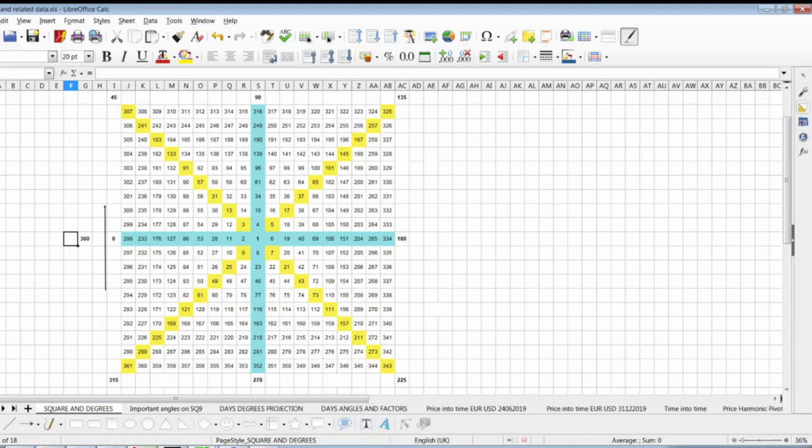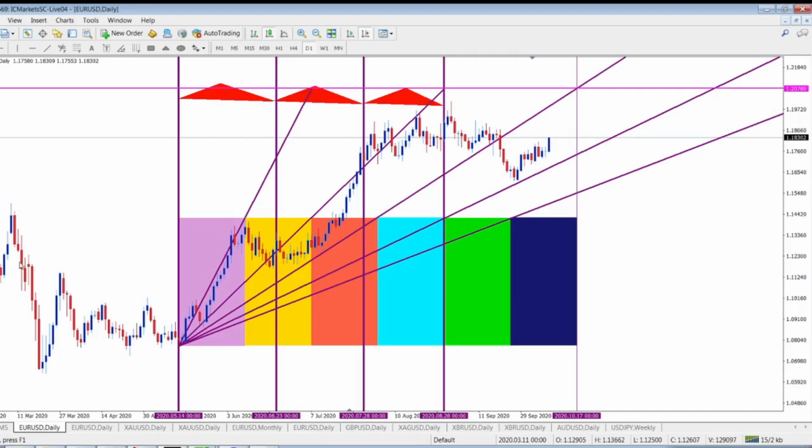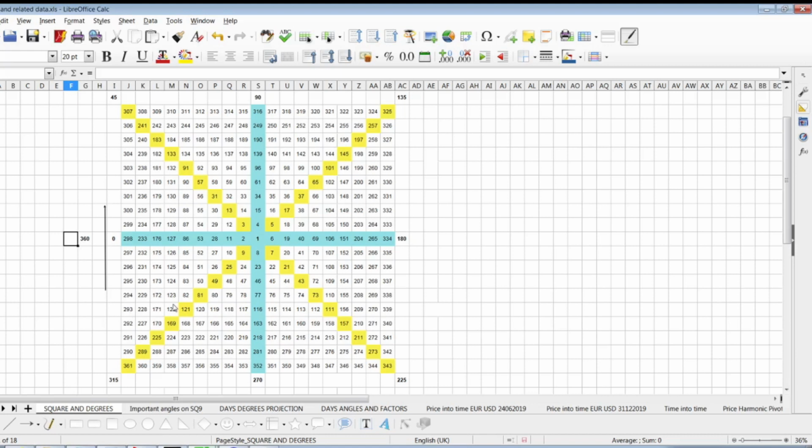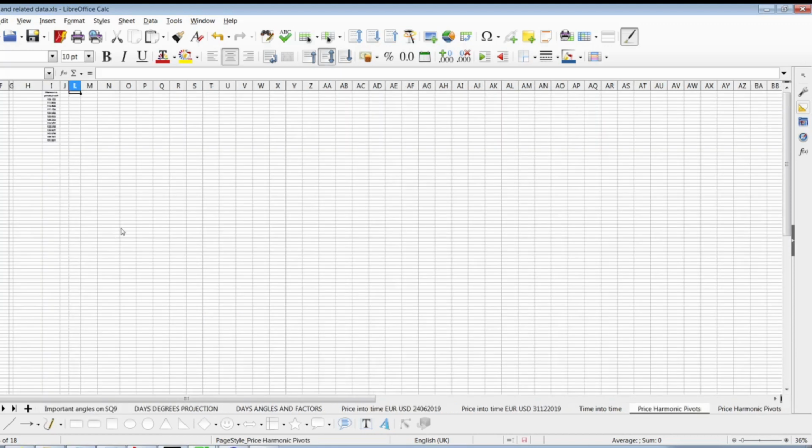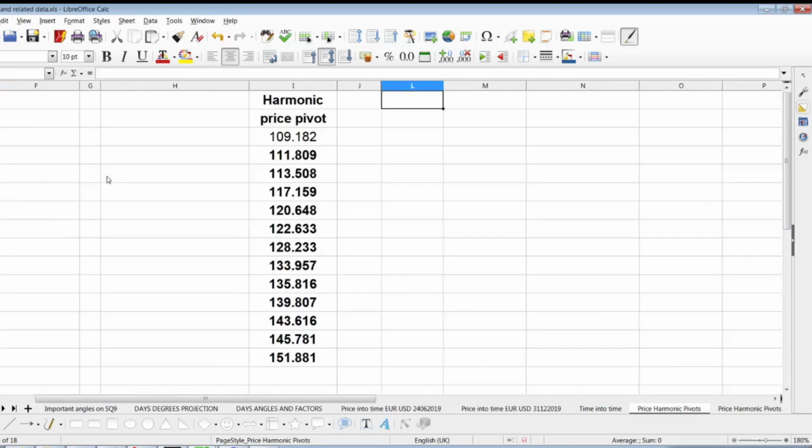harmonic with the market. So, if we take the starting point as 20th of March, based on the square of 9, you can calculate harmonic support and resistance areas, lines, or static harmonic support and resistance points. I've done it already over here. Obviously, I'm not going to reveal the formula for you.